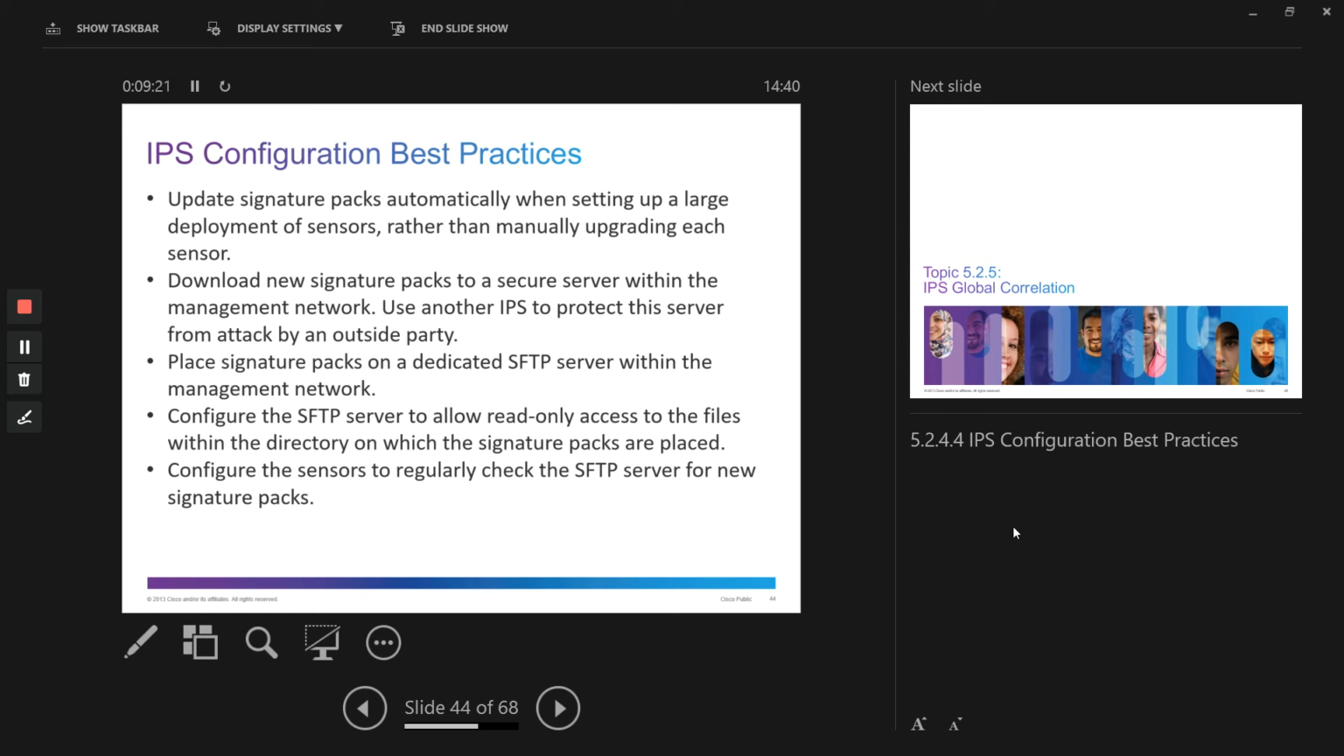Configure the secure FTP server to allow read-only access to the files within the directory in which the signature packs are placed. So it should be read-only access only. Lastly, configure the sensors to regularly check the secure FTP server for new signature packs. So these are the few things you should consider when configuring IPS.